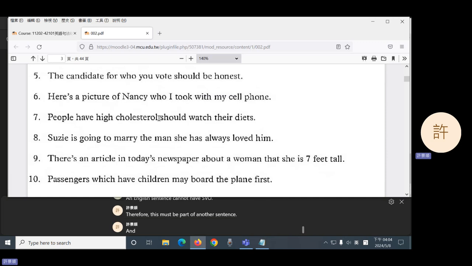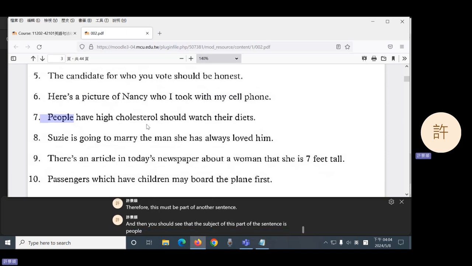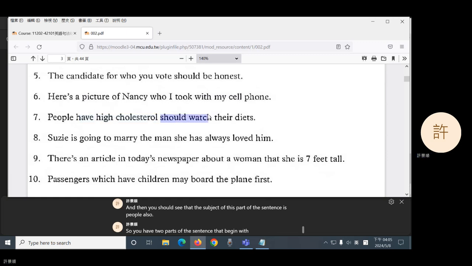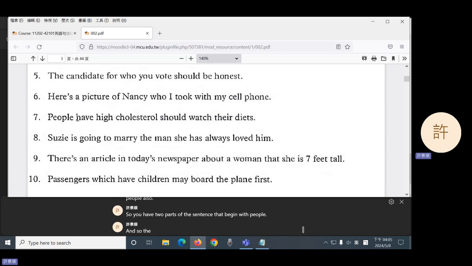And then you should see that the subject of this part of the sentence is people also. So you have two parts of the sentence that begin with people. And so the closer one should be missing a who. Because if you put the who here, it's too far away from the shared noun. So the who has to be closer.